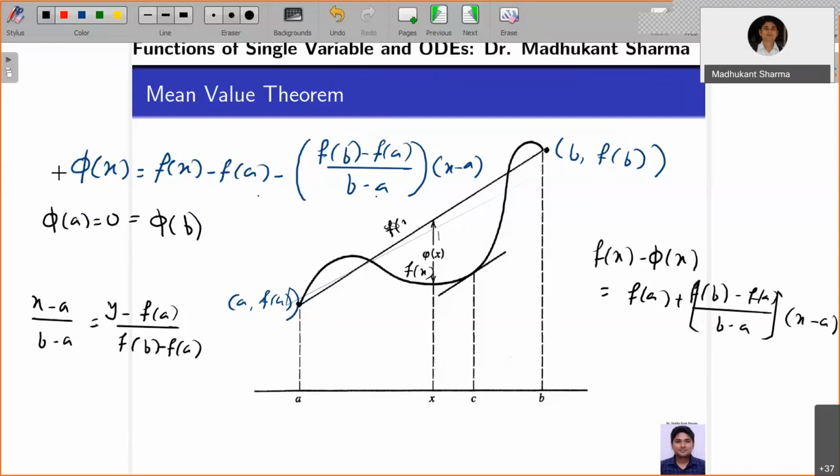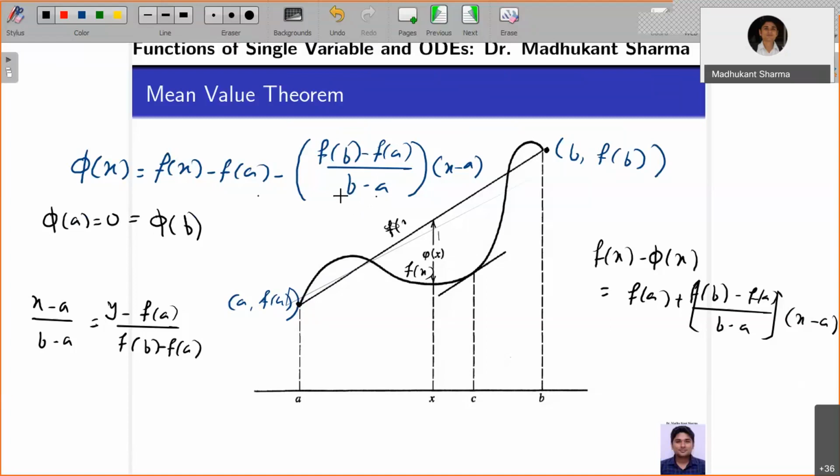So you can differentiate phi. Phi dash of x equals f dash of x minus f of b minus f of a divided by b minus a. So phi dash of c equal to 0 will give you f dash of c equals f of b minus f of a divided by b minus a. And hence the mean value theorem is established.